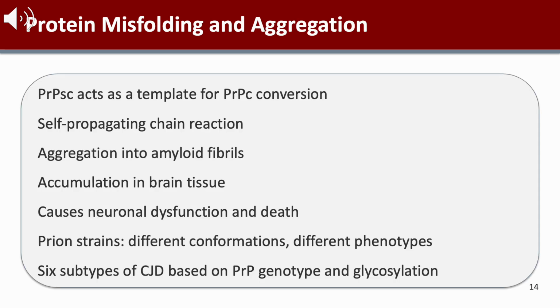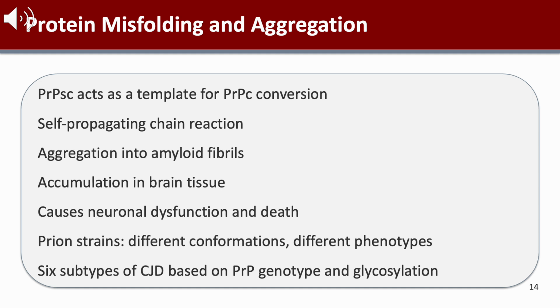The mechanism of prion disease involves a fascinating process of protein misfolding and aggregation. When PrPSc comes into contact with normal PrPC, it acts as a template, causing the normal protein to misfold into the abnormal conformation. This newly converted PrPSc can then convert more PrPC molecules, creating a self-perpetuating chain reaction. The misfolded proteins aggregate together to form amyloid fibrils, which accumulate in the brain tissue. This accumulation disrupts normal neuronal function and ultimately leads to neuronal death.